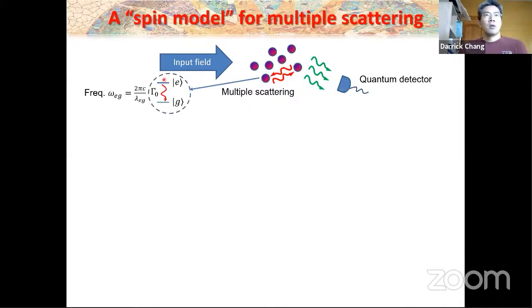And just to make the setup a little bit more specific, when I say atom, for the purpose of this talk, I'm mostly going to focus on a minimal 2-level model. So there's a single excited state, where if I just have a single isolated atom, it's going to emit a photon and drop back into the ground state at a rate gamma naught. And this transition has some resonant frequency, omega EG, and some associated resonant wavelength, lambda EG.